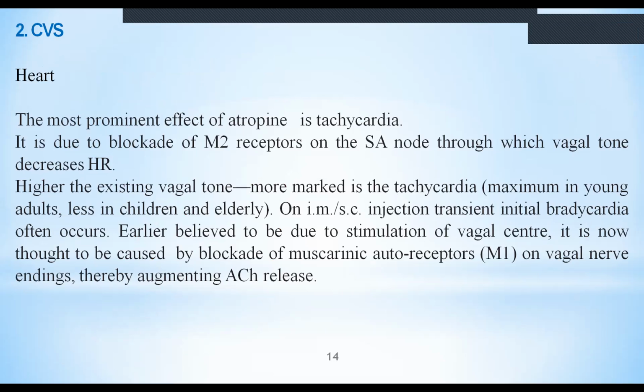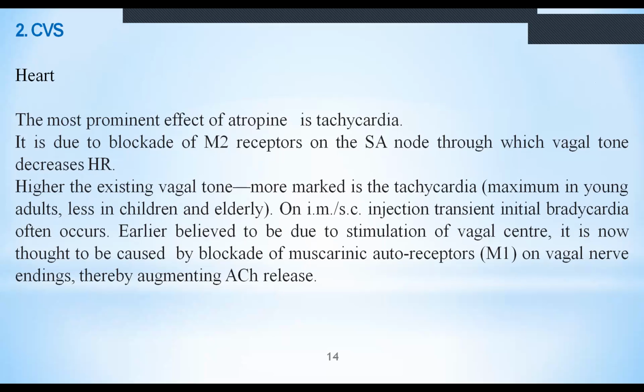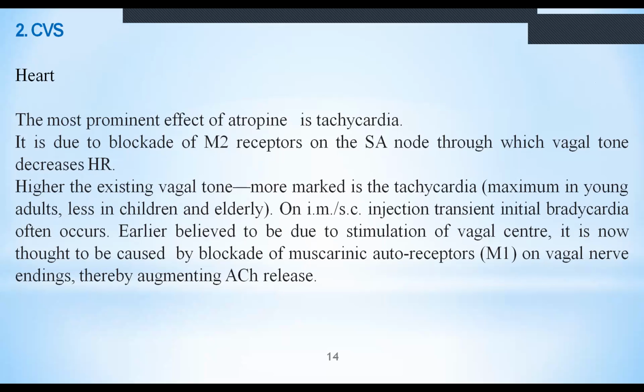On the cardiovascular system, on the heart, the most prominent effect of atropine is tachycardia. It is due to the blockade of M2 type receptors at different sites of the heart, including the SA node, where vagal tone decreases the heart rate. The higher the existing vagal tone, the more marked the tachycardia, which is maximum in young adults and less in the elderly.